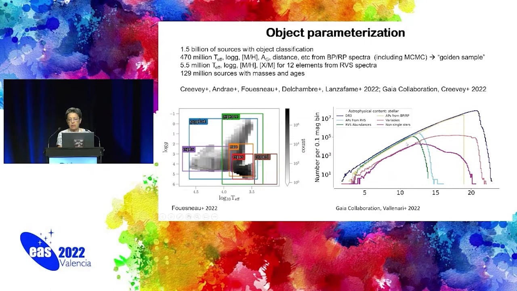There is also, for the brightest sources, about 14 magnitude, a classification provided from the high-resolution spectroscopy. So this is for more than 5 million sources. And so you have both sets, from spectrophotometry and from the spectra.